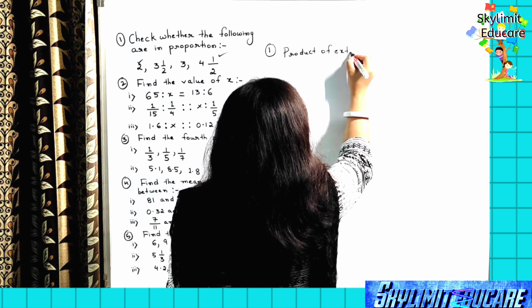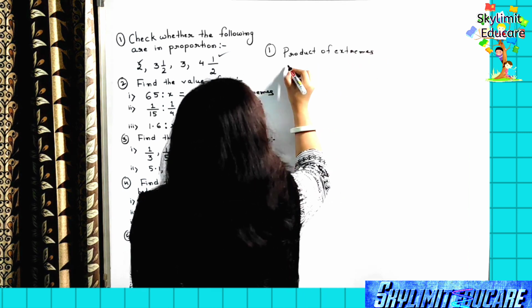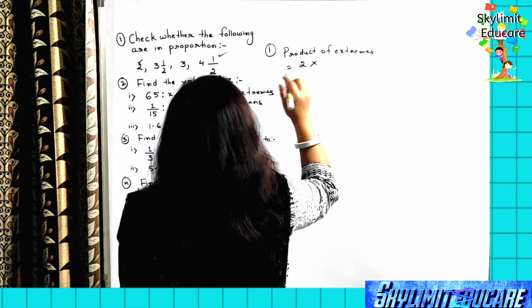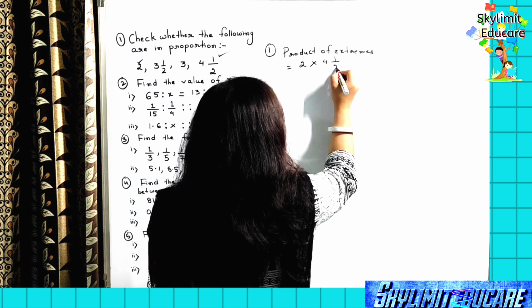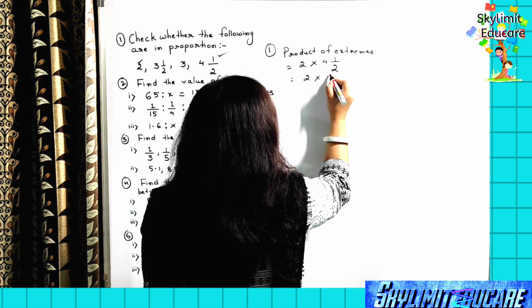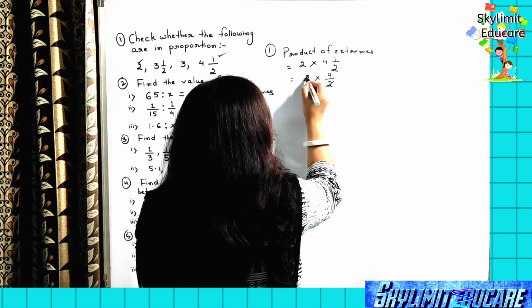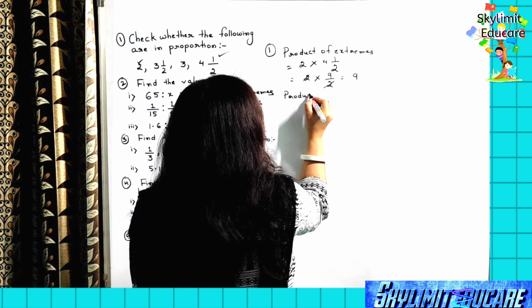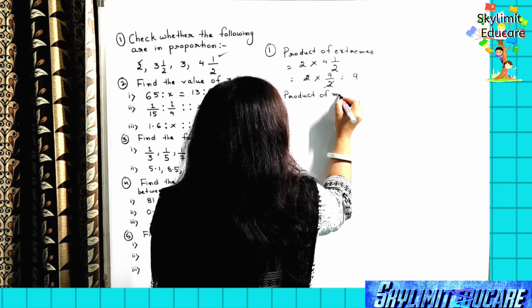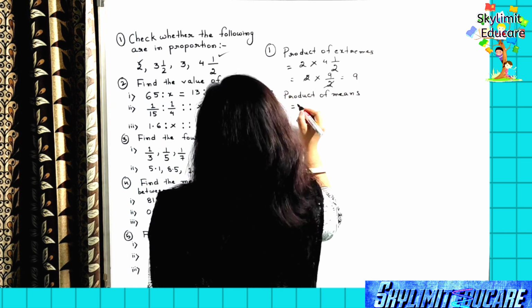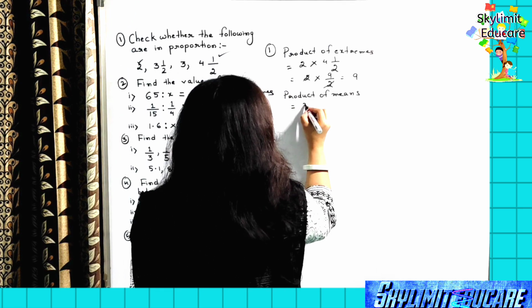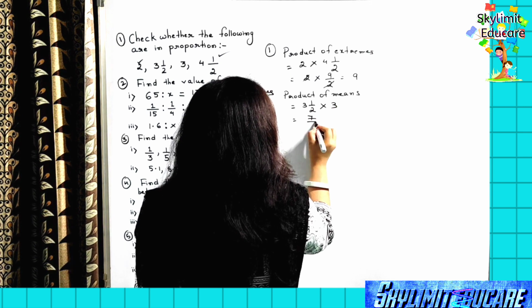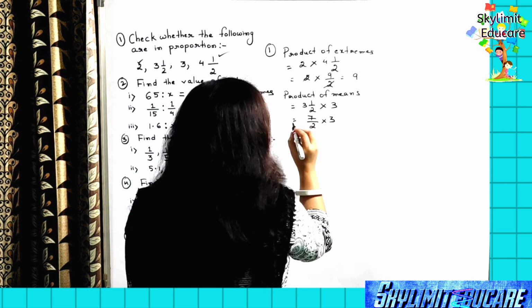extremes. So what are the extremes here? 2 multiplied by 2 is 4, 1 by 4 whole, 1 by 2. 9 by 2. So we got here 9. Now let's find the product of means. The middle two terms, 3 whole 1 by 2 multiplied by 3. So that is 7 by 2 multiplied by 3.